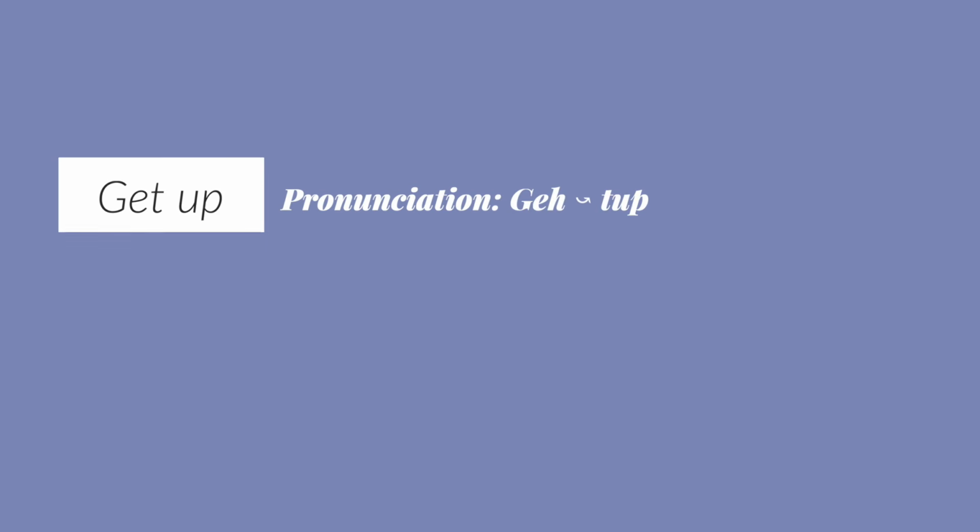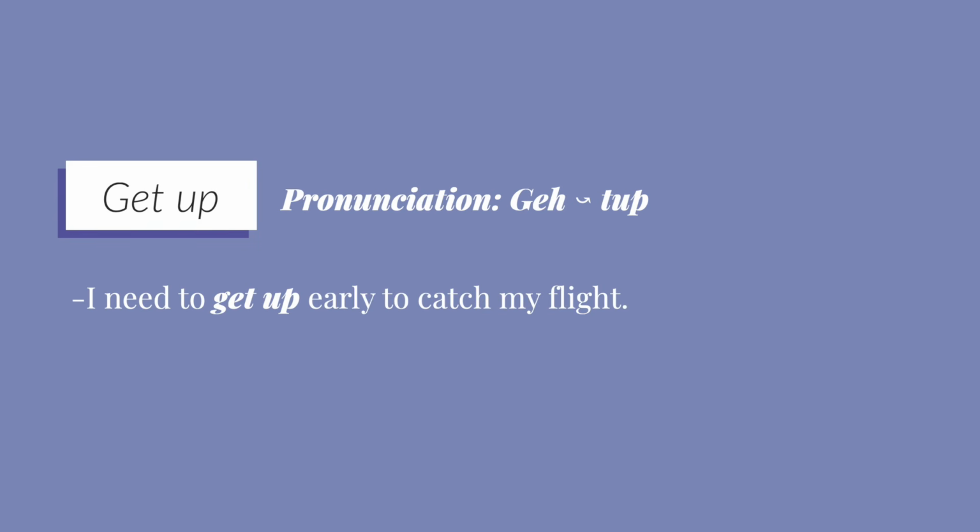And now our final phrasal verb, before we talk about ways to master these linking sounds, is to get up. Of course, this means to rise from a relaxed position or to rise from bed after sleeping. And the pronunciation, get up. Get up. And now here's your example sentence. I need to get up early to catch my flight.